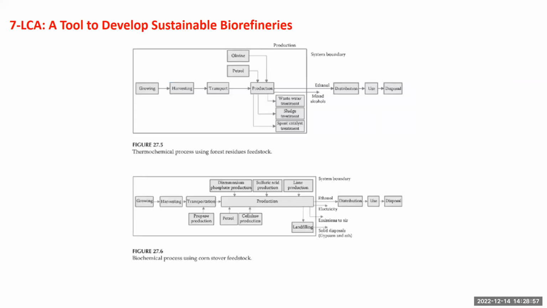This is the flowchart of the thermochemical process using forest residue. In the box, we can see growing, harvesting, transport, and production. From the production, we get wastewater treatment, sludge, and catalyst, and we can produce ethanol. Below is the biochemical process using corn stover feedstock. Growing, harvesting, transportation, production, we get ethanol, electricity, and emissions to the air. This is the system boundary for the LCA analysis.